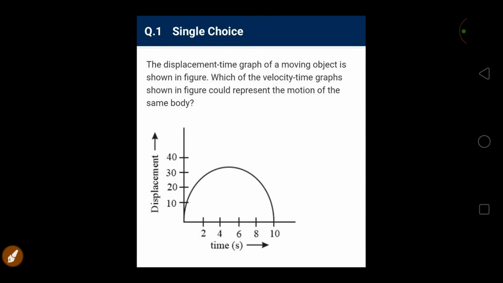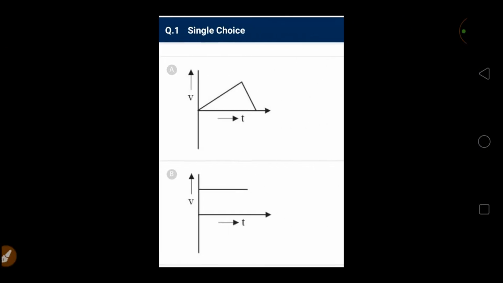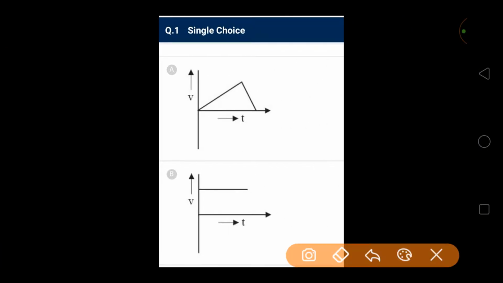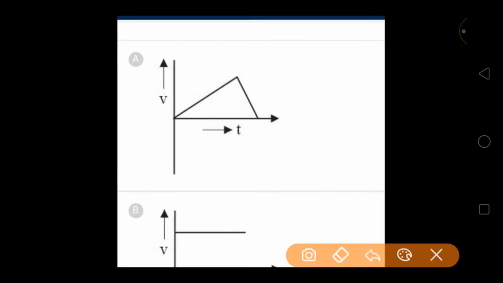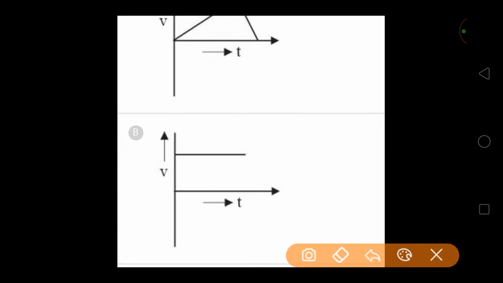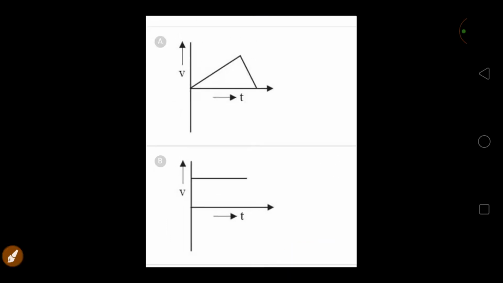This was very well explained in the concept strengthening sheet of the previous video. The link for that video will be given in the description box. The options are this one. I have told you the velocity should be 0 at least at one point in the middle, but in this one velocity is not becoming 0, so it is the wrong option. In this one, velocity is constant, so wrong.